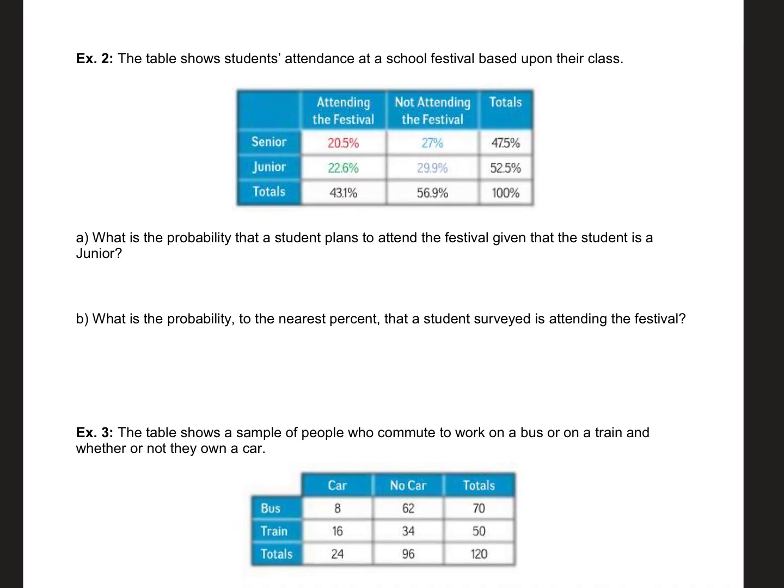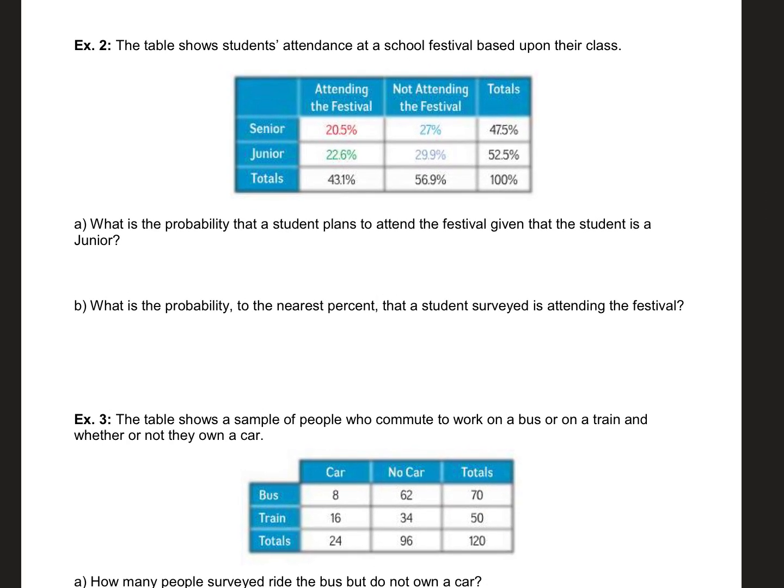Example 2 says the table shows students' attendance at a school festival based upon their class. So again, let's understand this table. Straight across, they're talking about seniors, the number attending the festival, those not attending the festival, and then the total percentage out of the whole. Then the juniors, again, percentage attending the festival, not attending the festival, and then the total number of juniors out of the whole. Then we can also look at our table this other way.